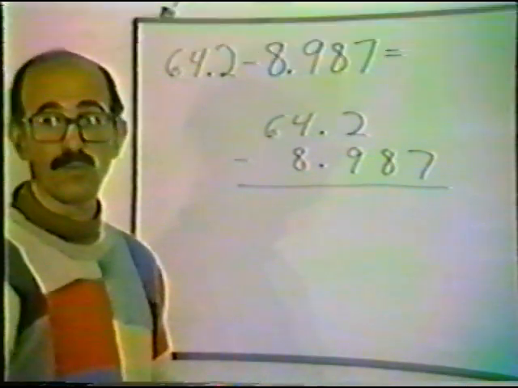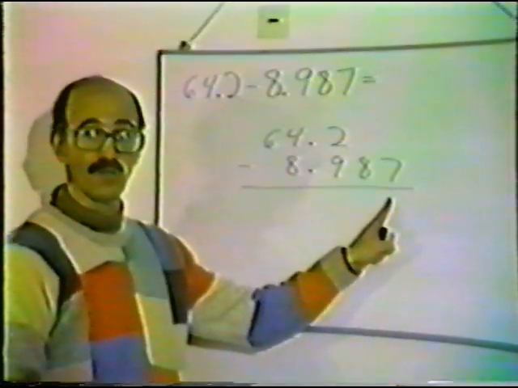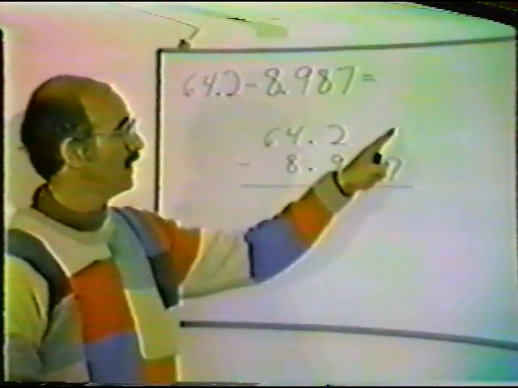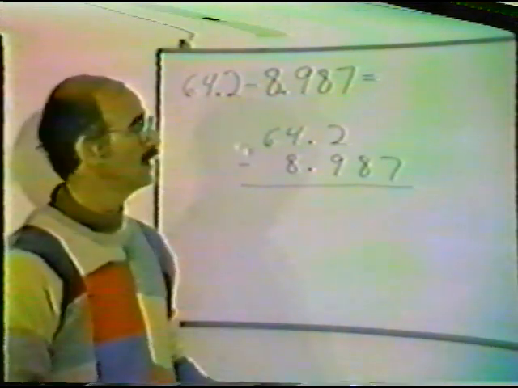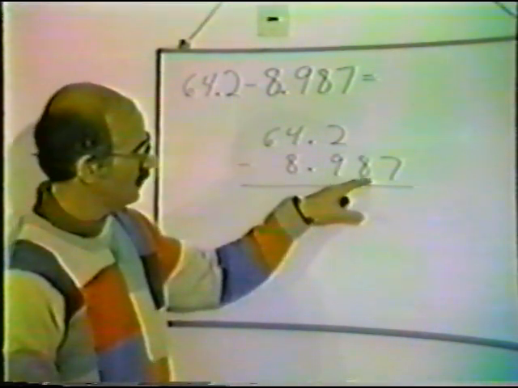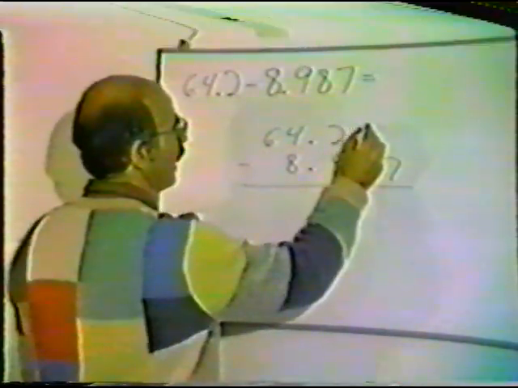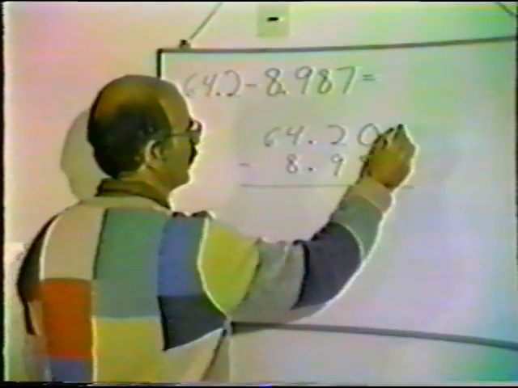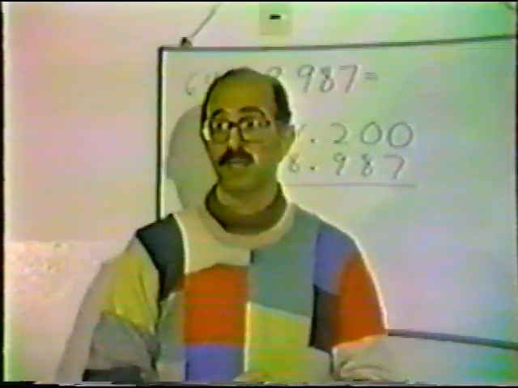This time, we cannot just bring down the 7. We have to realize that there is a 0 in this place. So when the bottom number, when you subtract, goes out further than the top one, you have to put in these zeros before you can subtract.